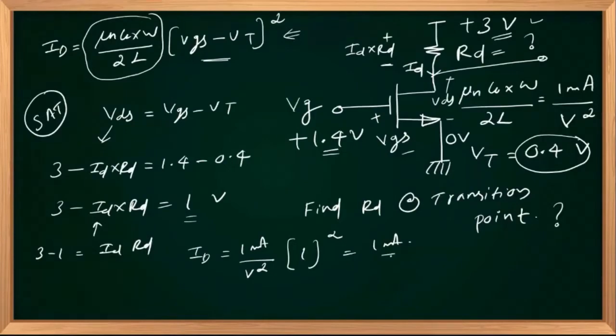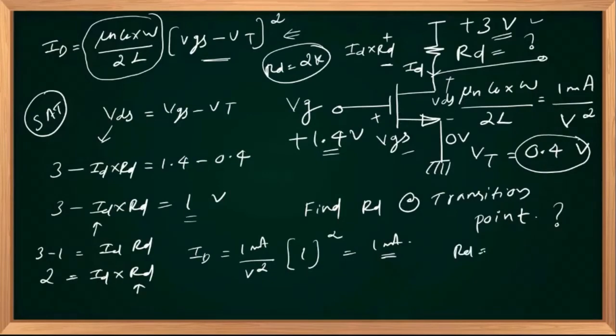So 3 minus 1 equals ID times RD, that is 2. ID is 1 milli. If RD is in kilo ohms, 2 equals ID in milliamps multiplied by RD in K. Milli and K will cancel each other. So RD should be how much? 2 kilo ohm. So RD value should be 2 kilo ohm.